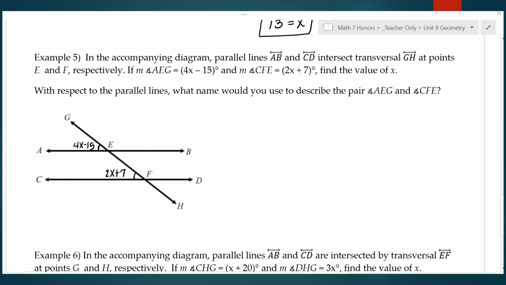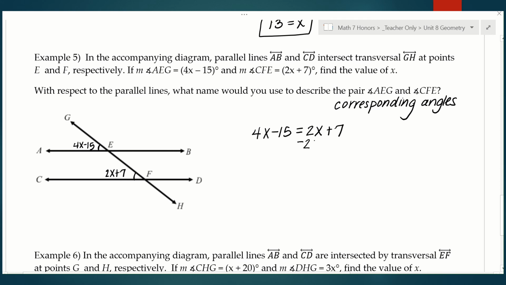Okay, so let's talk about the relationship first. They are both in the same part of their little group of 4, top left there, and so those would be called corresponding angles. And we know that corresponding angles are congruent. We can also see that they're congruent because they're both acute. So again, our equation would show that 4x minus 15 equals 2x plus 7.